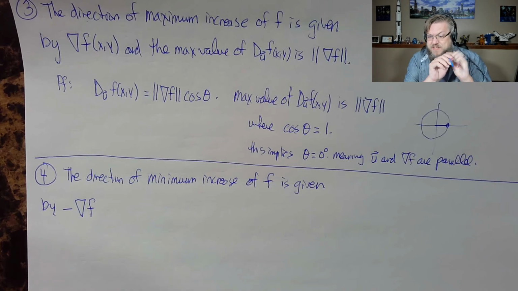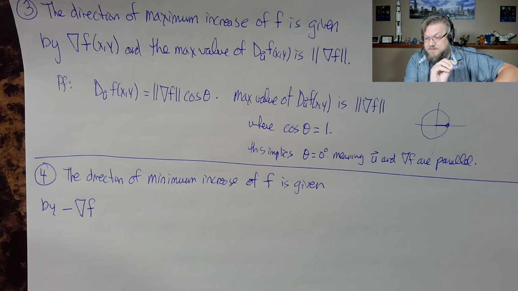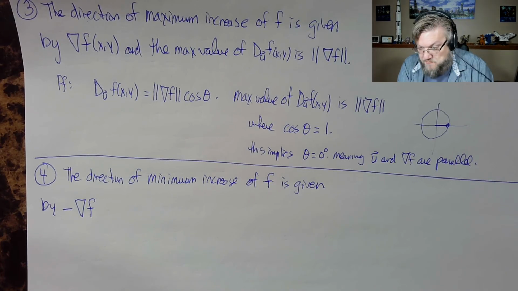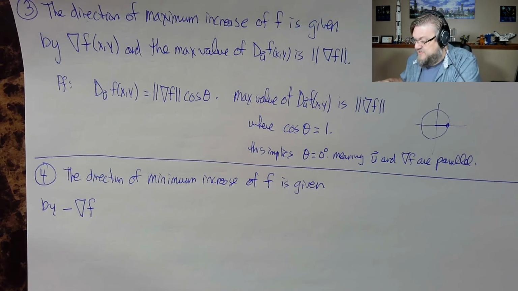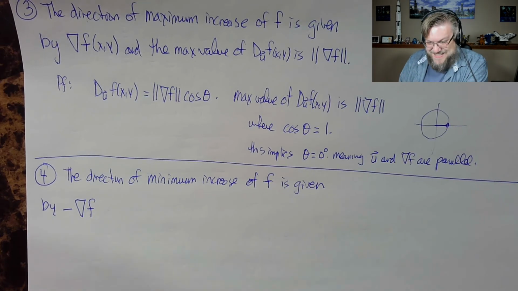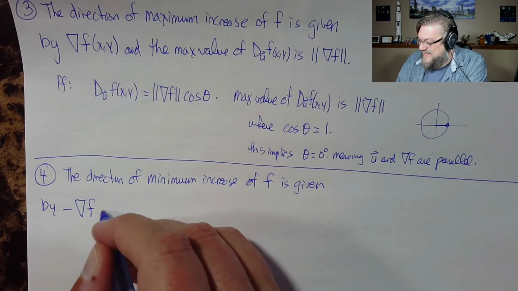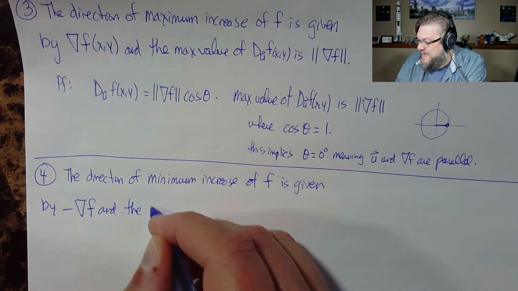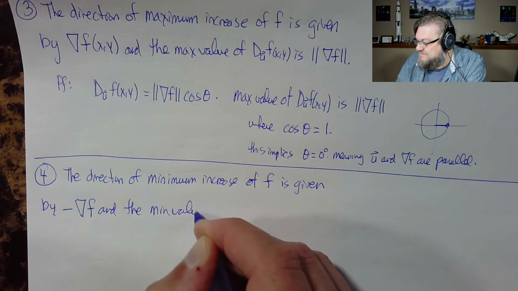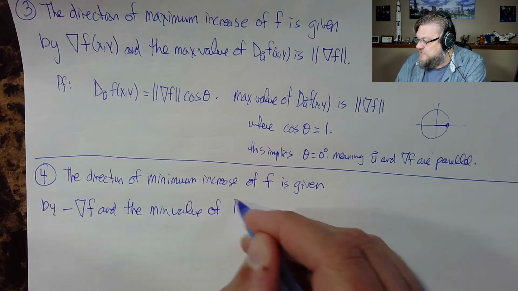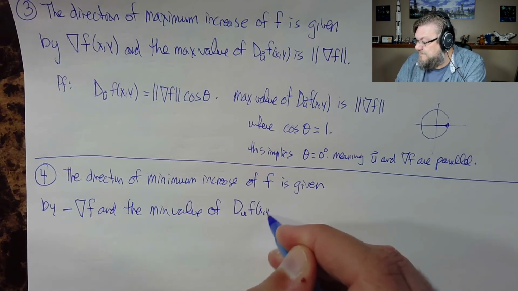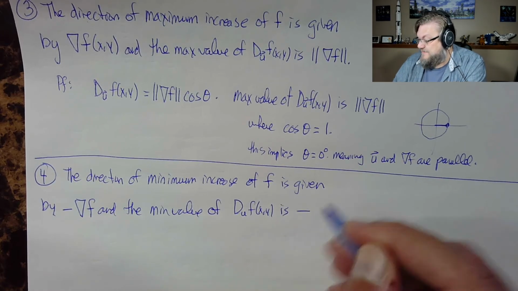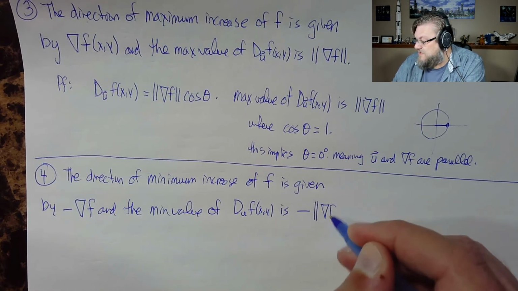So if I look in one direction, it's the maximum increase. This says look to the opposite, and then that's the maximum decrease. Maximum decrease means minimum increase. Thanks, English. So here we go. And the minimum value of the directional derivative is negative magnitude of the gradient.